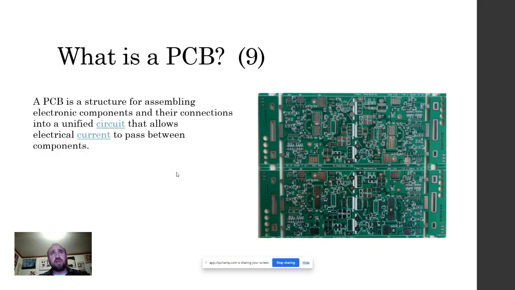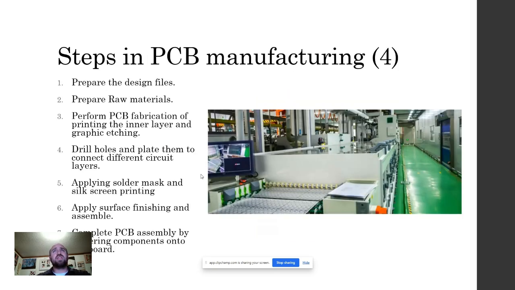So what is a PCB? A PCB is a structure for assembling electronic components and their connections into a unified circuit that allows electrical currents to pass between those components. Anything you could imagine that's electronic, TVs, smartphones, radios, they have these PCBs that allow for communication functionality to happen, to allow that device to do what it's supposed to do.